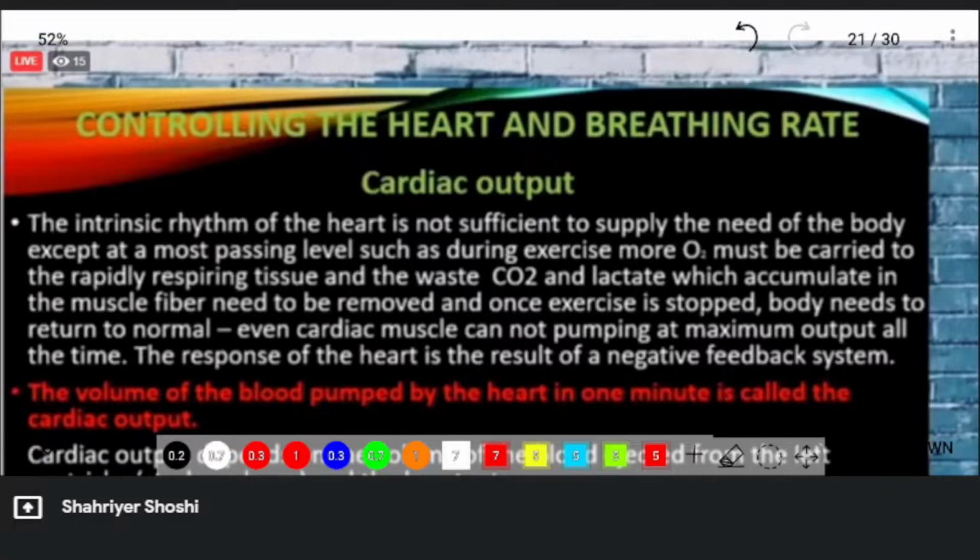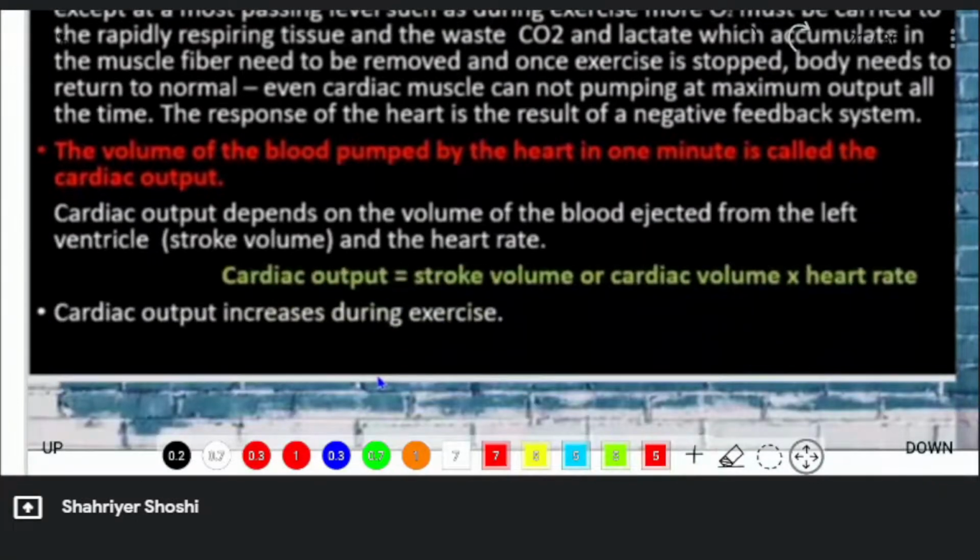The volume of the blood pumped by the heart in 1 minute is called the cardiac output. Cardiac output depends on the volume of the blood ejected from the left ventricle, that is the stroke volume, and the heart rate. Stroke volume is basically the amount of blood which is ejected from the left ventricle. And heart rate is the number of times a heart is beating per minute. When you multiply these two, we get cardiac output. Cardiac output will increase during exercise.